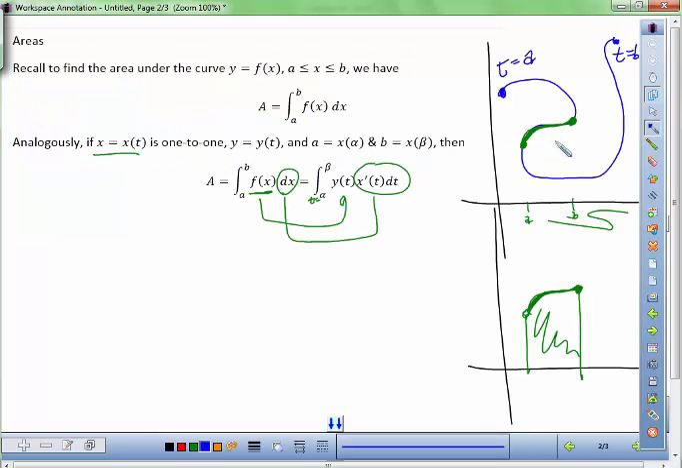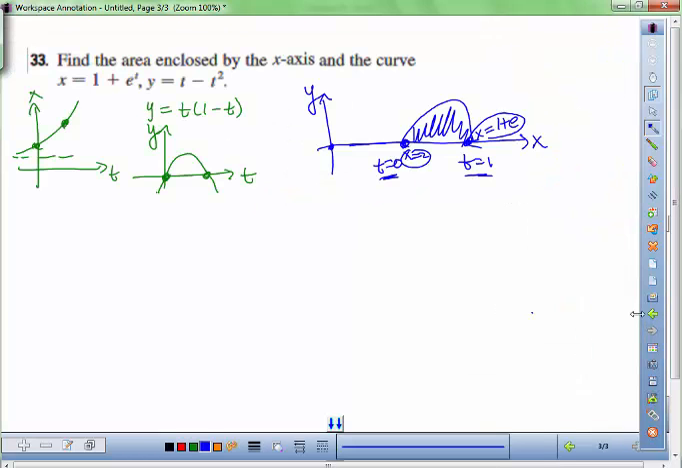Are you talking about this example over here? No, the one we're doing. Oh, the one we're doing right now? It says the area enclosed by the x-axis. Oh, we want to enclose the x-axis. So this probably goes down here.